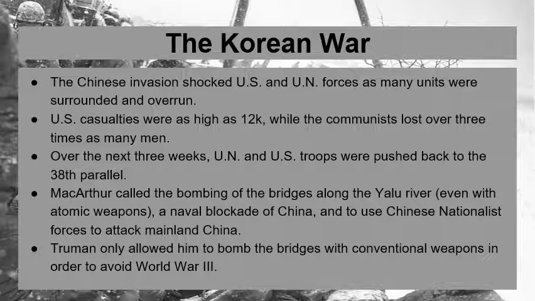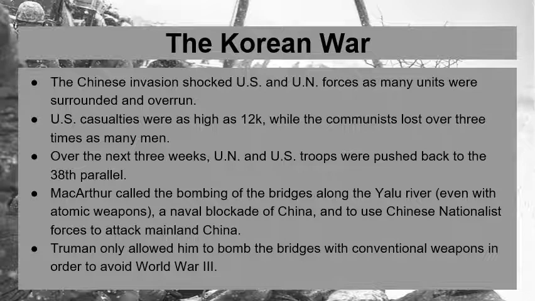Over the next 3 weeks, UN and U.S. troops were pushed back to the 38th parallel. As you recall, that was the intentional target in the first place. MacArthur, however, called for a bombing of the bridges along the Yalu River, even with atomic weapons. So his idea was to totally irradiate the border between Korea and China so that people couldn't even live there, much less cross through there safely for hundreds of years.